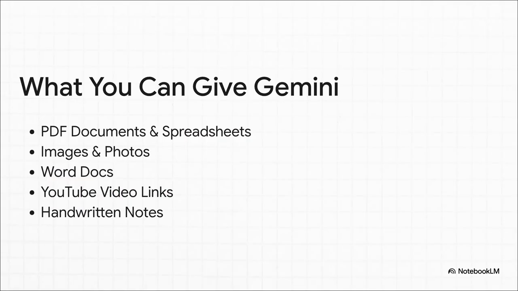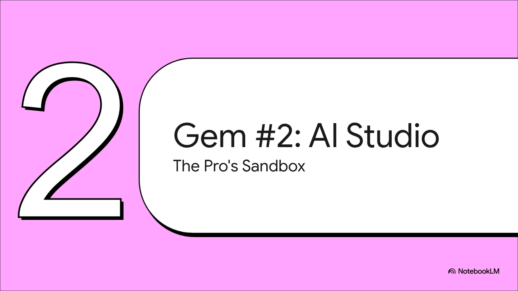And the possibilities here are just huge. Think about it. You can upload a dense legal contract and ask for an analysis, or an image of a new product label for a critique. You can even drop in a YouTube link and get an executive summary. Heck, you can snap a photo of your messy whiteboard notes after a brainstorming session and it'll make sense of them. All right, let's move on to our next big discovery, Google AI Studio.